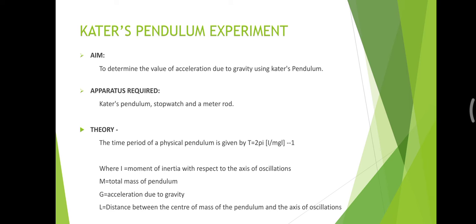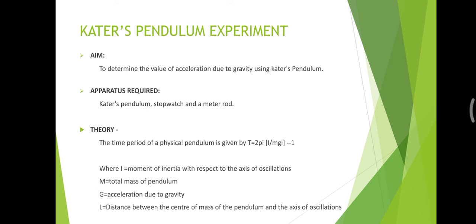Theory. The time period of the physical pendulum is given by T = 2π√(I/mgl), equation 1, where I is the moment of inertia with respect to the axis of oscillation, m is the total mass of the pendulum, g is the acceleration due to gravity, and l is the distance between the center of mass of the pendulum and the axis of oscillation. The radius of gyration is given as k² = I/m, equation 2.